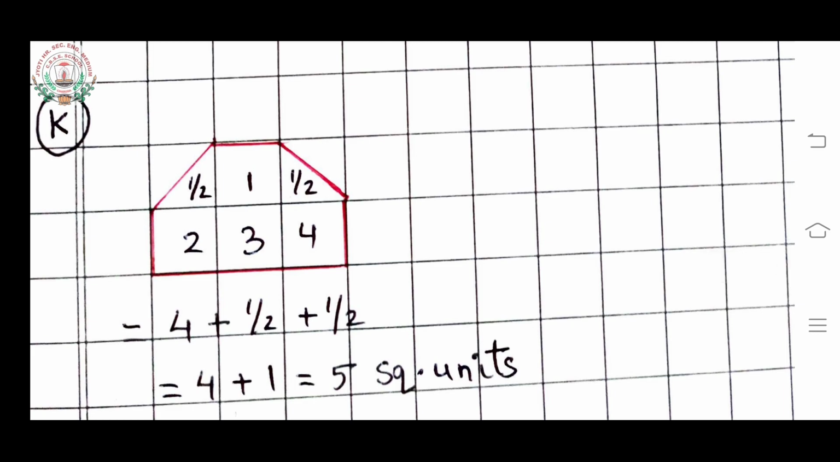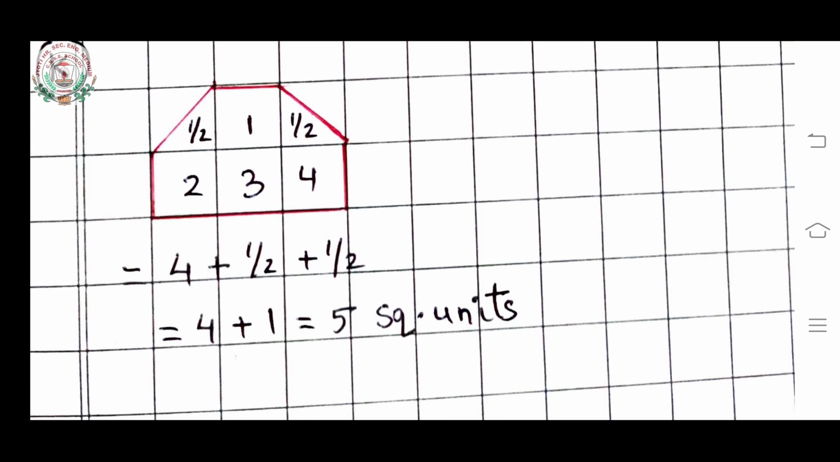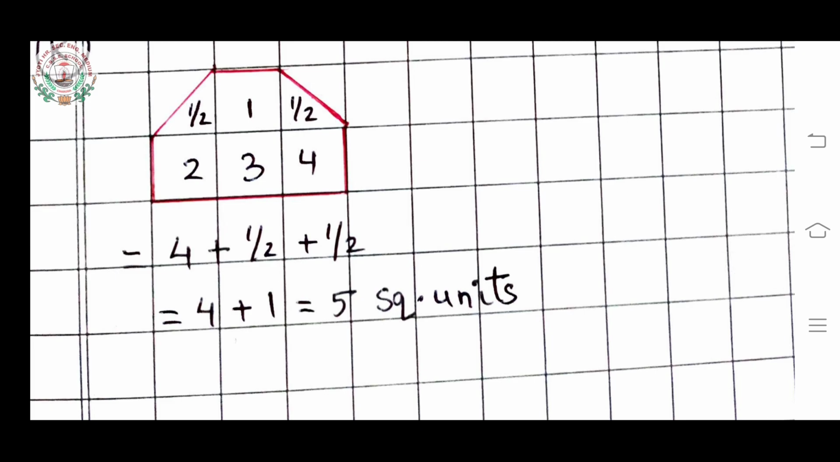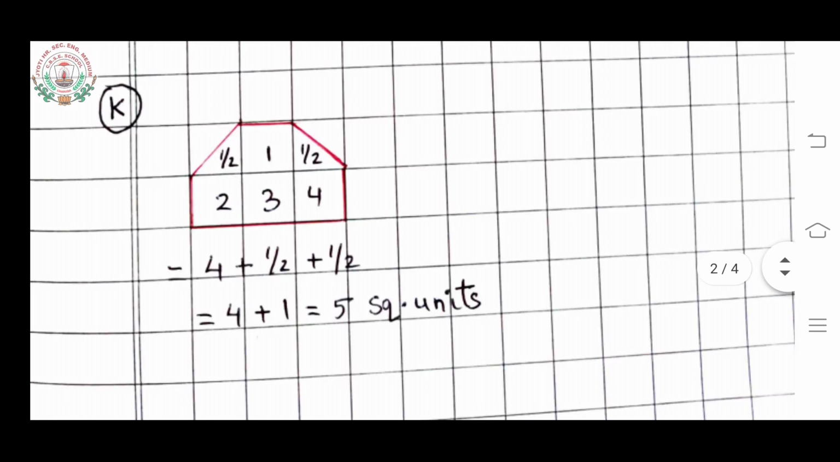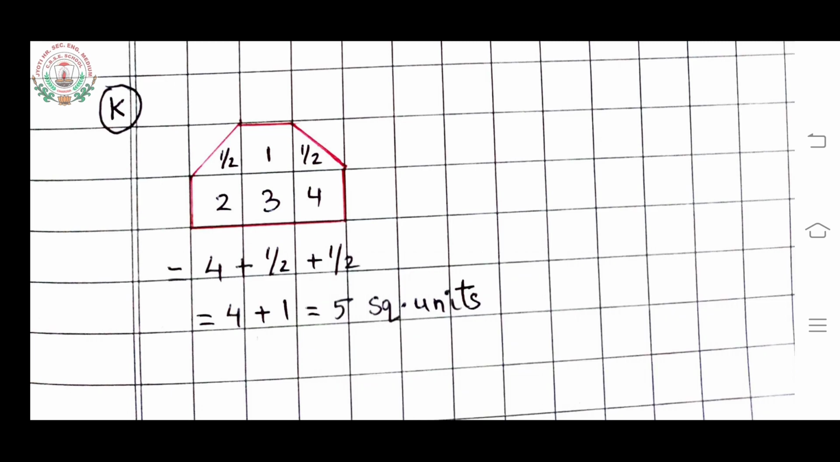Then next K part, 2 halves are there and 4 complete boxes are there. So 4 complete squares and half, 2 halves are there. 2 halves makes 1. 4 plus 1 is 5. So 5 square units. So only this much questions you have to just see and practice. The other type of questions, if you want you can do also. If you don't want, it is not of the type of coming in exam. So you just leave that. So this much for exercise 10.2.